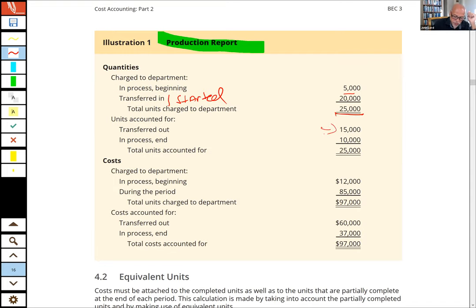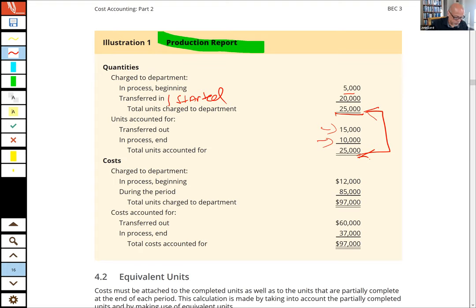You transfer 15,000 out, that means there's still 10 in process, and this thing ties out. I don't know, this is like a 1950s accountant's hobby of making up reports like this that tell me nothing other than that I've accounted for all the goods that came into a department and went out. I guess it makes sense to somebody. I don't care much about this.